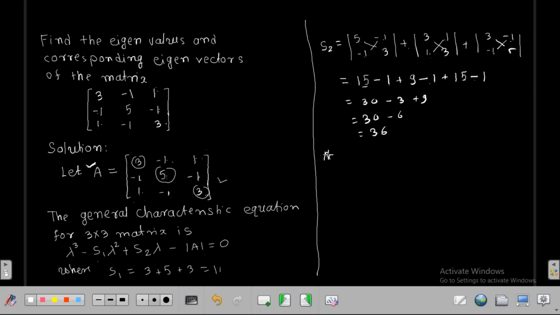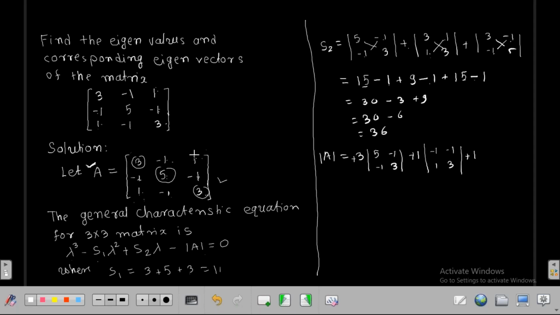Now find the determinant of A. To find the determinant of A, use the first row numbers: this 3, another number -1, and another number plus 1. Take the signs as positive, then negative, then positive. Now write the minor of this 3. This 3 is present in first row, first column, so write the remaining numbers in a determinant as 5, -1, -1, 3. Now the minor of this -1. This -1 is present in second column and first row. So the remaining are -1, -1, 1, 3.